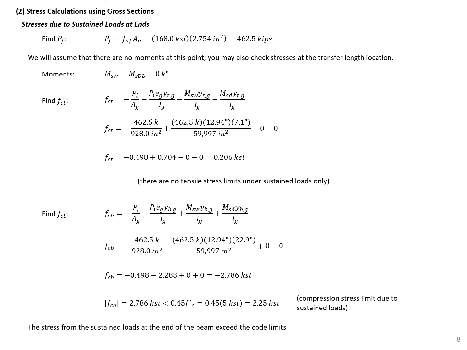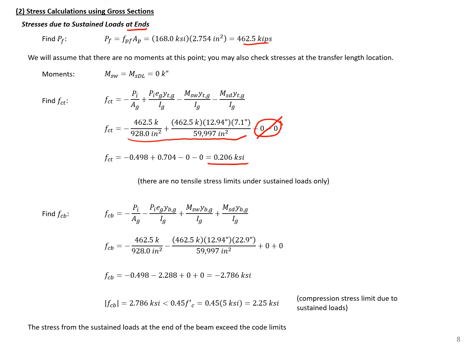Next, we can check all of our stresses due to our sustained loads at the ends of the beam. We'll use the same force that we did before, and we'll have the same first two components that we had before. But again, because we're assuming that we're checking at the ends of the beam, we're going to assume that we don't have any stresses from our moments. If we check here, we'll check also at the transfer length. If we don't check here, then checking stresses at the transfer length will help us. So here we can check our top fiber stress and see that we actually have a tensile stress at the top. We don't have any tensile stress limits under sustained loads, so we're okay here.